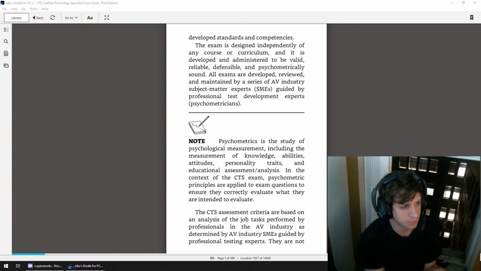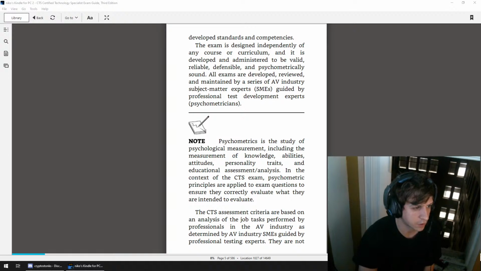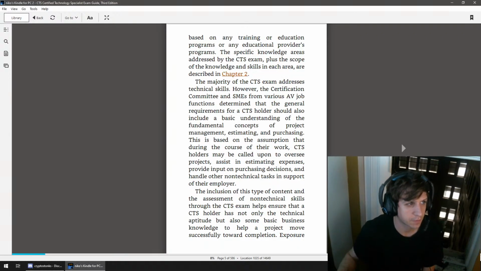The CTS assessment criteria are based on analysis of the job tasks performed by professionals in the AV industry, as determined by the AV industry SMEs guided by professional testing experts. They are not based on any training or education programs or any educational providers' programs. The specific knowledge areas addressed by the CTS exam, plus the scope of the knowledge and skills area, are described in Chapter 2. The majority of the CTS exam addresses technical skills.